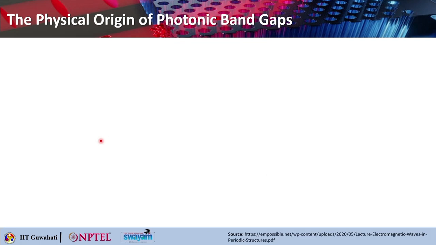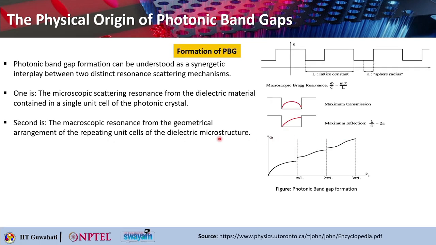So that is basically now telling you about the other resonance. If there is a periodic arrangement of unit cells in the photonic crystal, you can call this kind of scattering Bragg scattering, right? This occurs when the spacing between the unit cells, which is the lattice constant L, is an integer multiple of lambda by 2. Here you can see that is the case when the resonance happens and maximum reflection takes place.